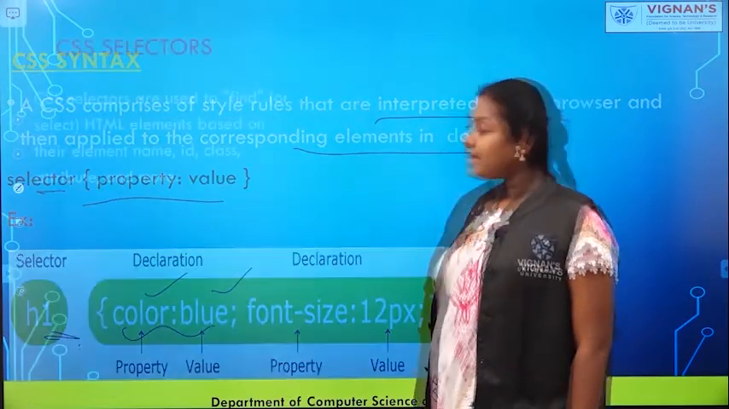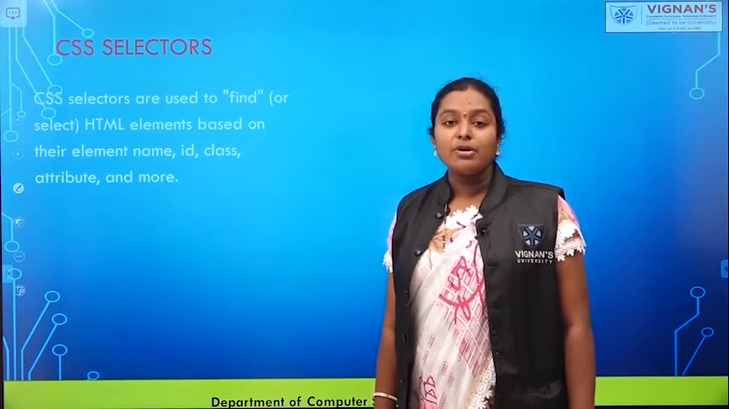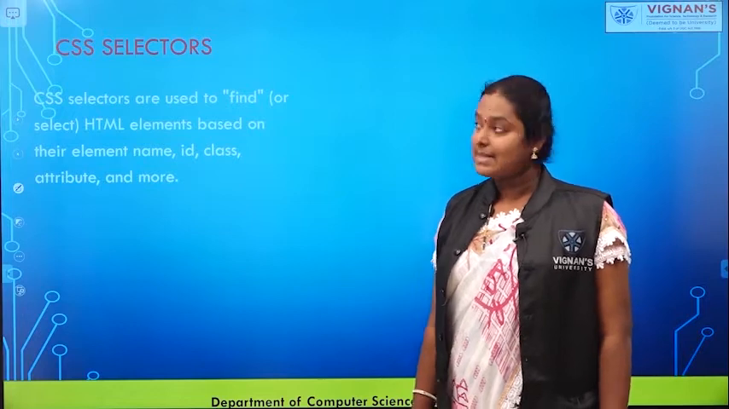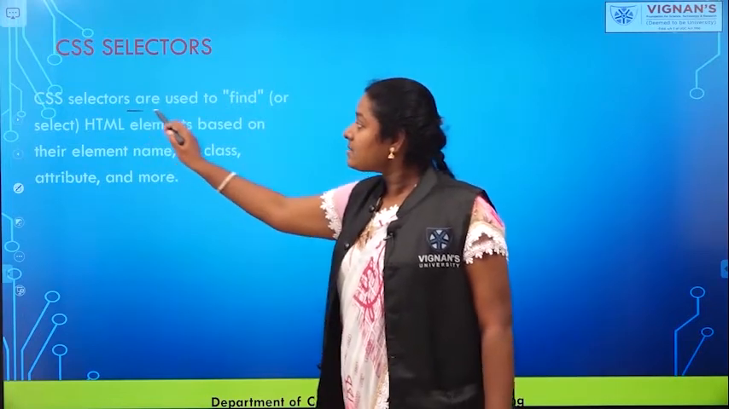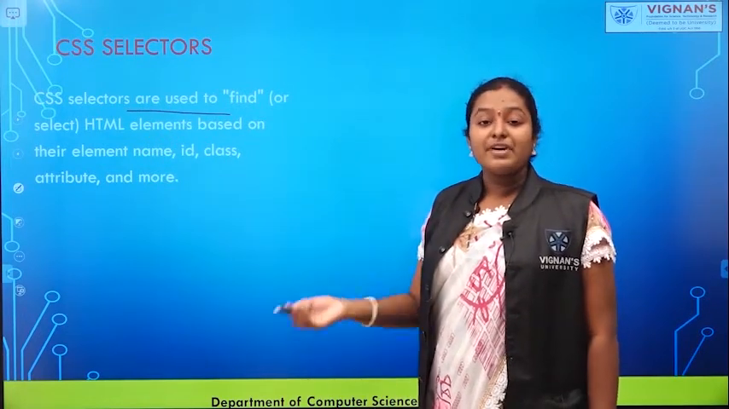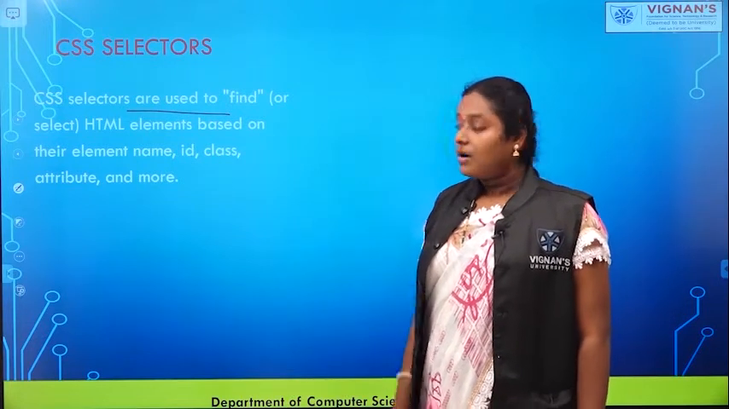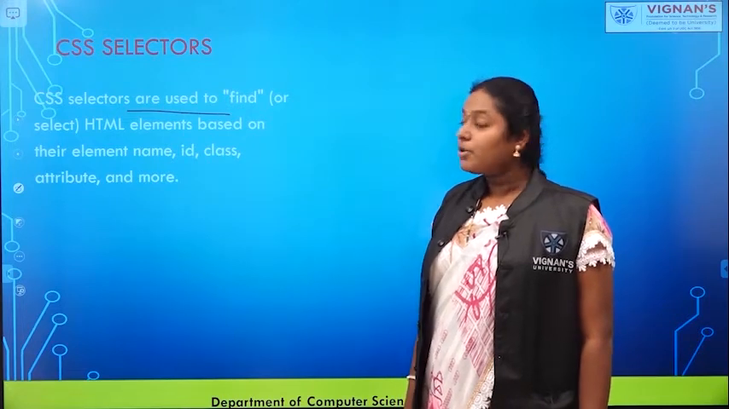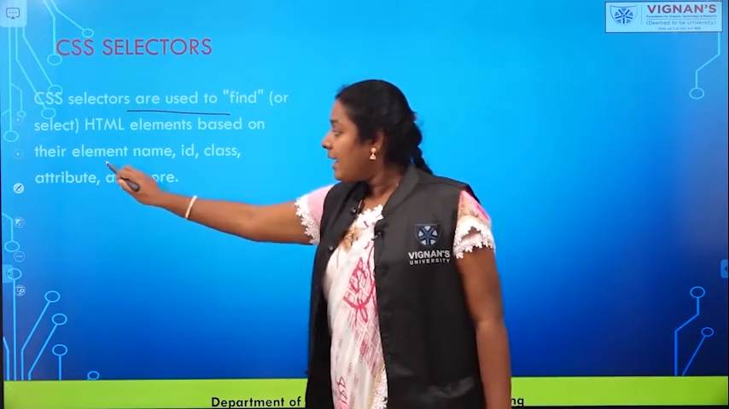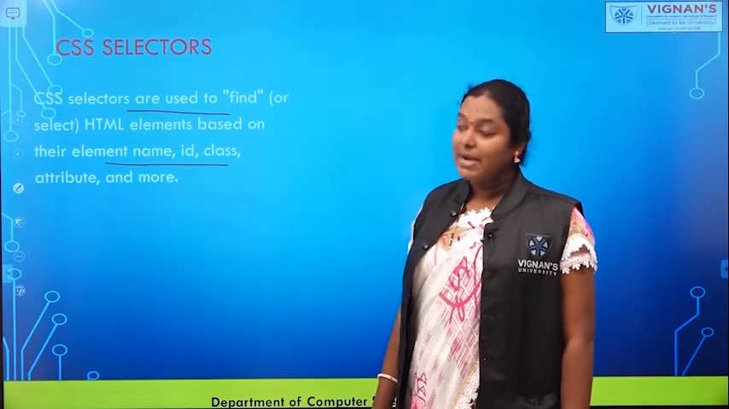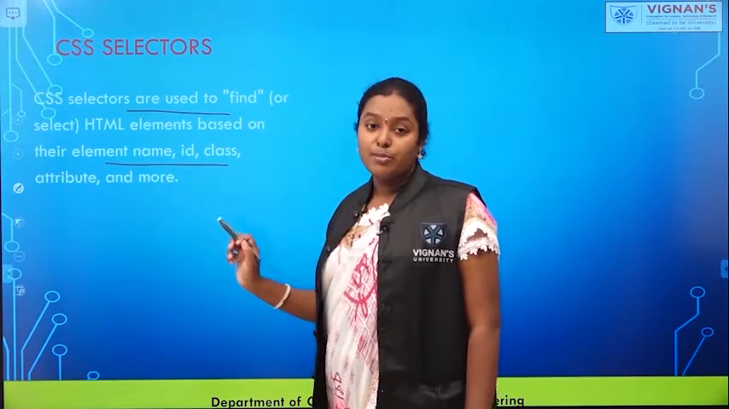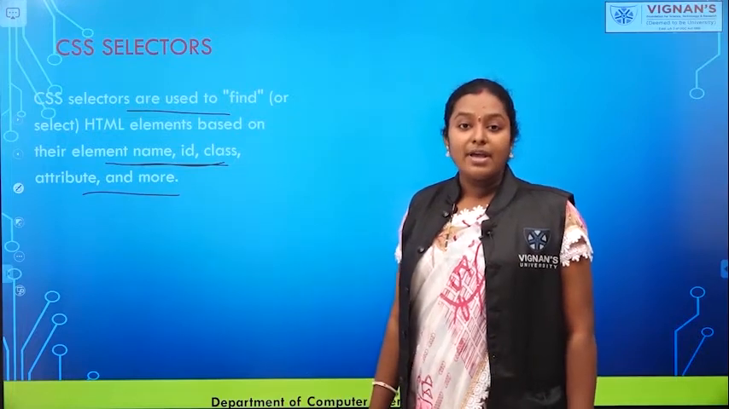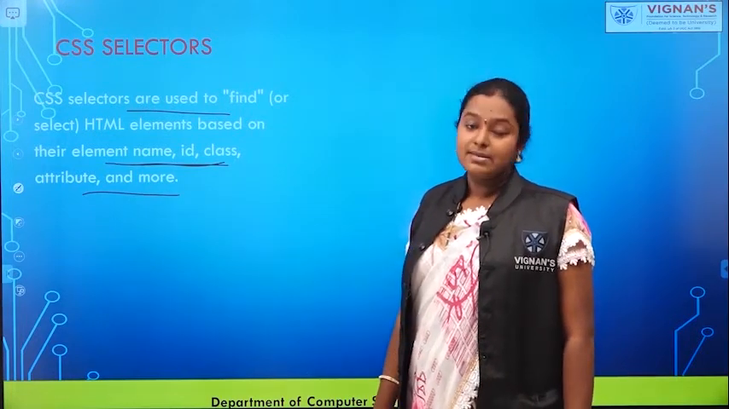And these are the properties that are applied to the corresponding selectors, nothing but property value pairs. Next, you are going to discuss different CSS selectors. What is the purpose of these CSS selectors? CSS selectors are mainly used to find the different HTML elements in the web document to which you want to apply styles. You are able to apply styles based on the element name, element ID, class, attribute and more.